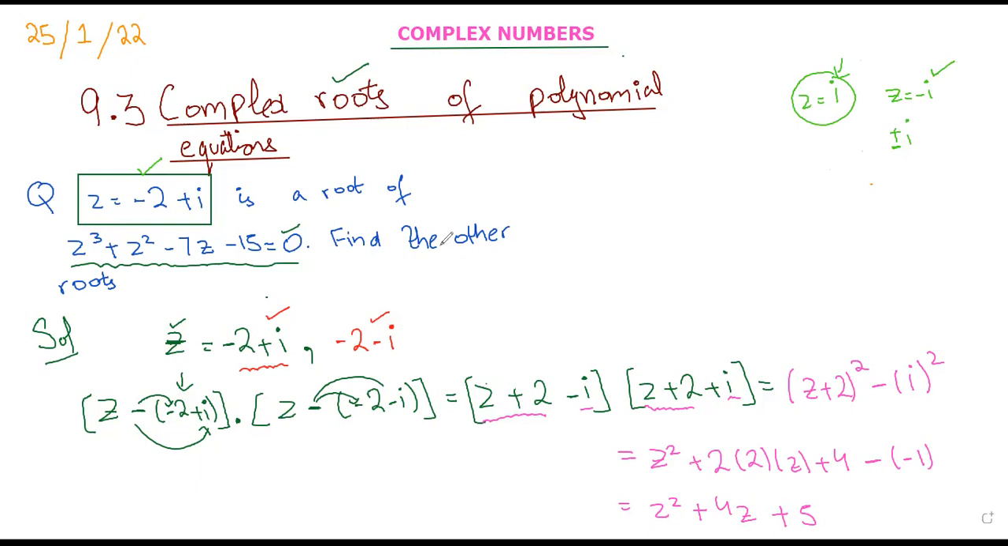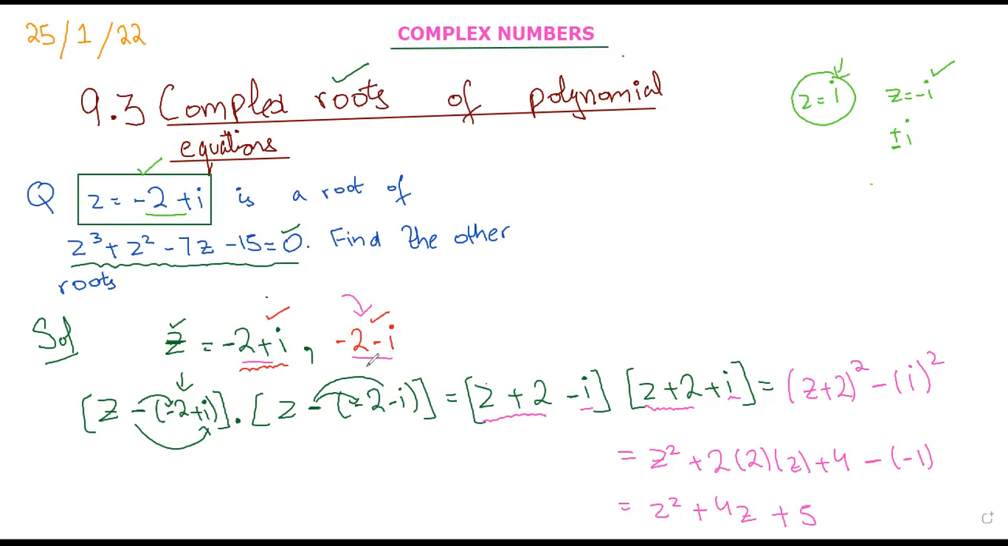So in this example, we are told that this is a root. As soon as you read this statement, immediately you should think of this as the second root, because whenever you have complex roots, you know that they come in pair. So if z is a root, z conjugate would also be a root, right? Are you clear so far? Yes.